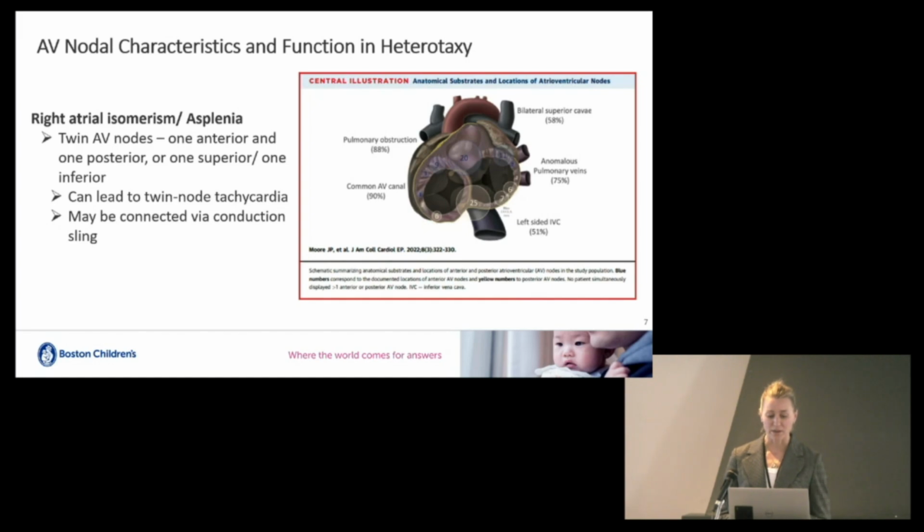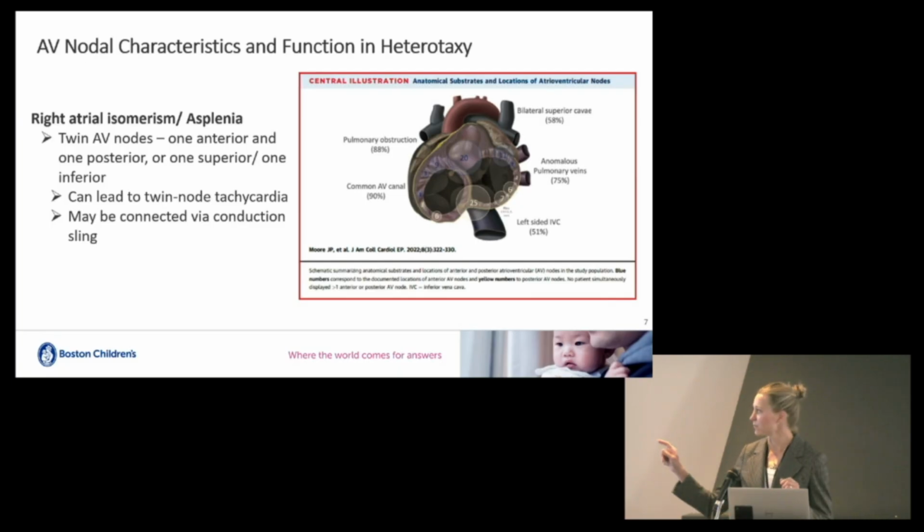These can mediate twin node tachycardia, as we saw in that first example, and sometimes they're connected by a conduction sling that can contribute to the abnormalities that we see. And this image is from Dr. Jeremy Moore at UCLA, who compiled a multi-center study of patients who had gone to the lab for twin node tachycardia ablation, and it displays where the different electrophysiologists had seen the nodes located.